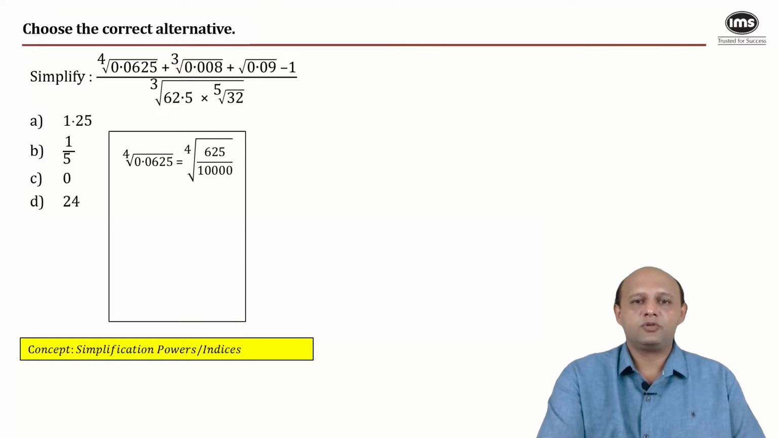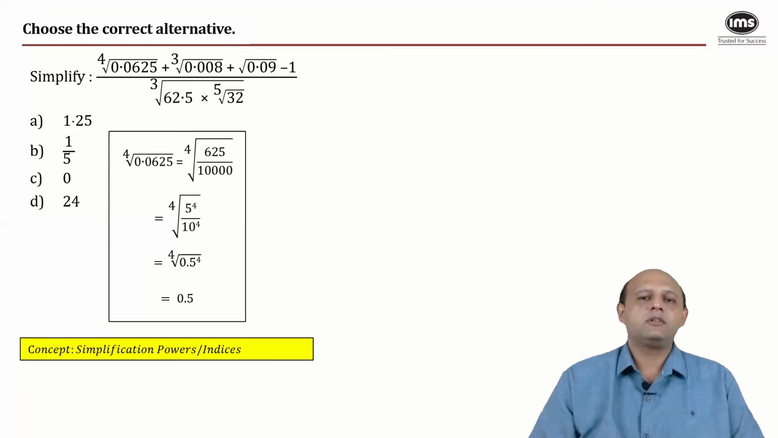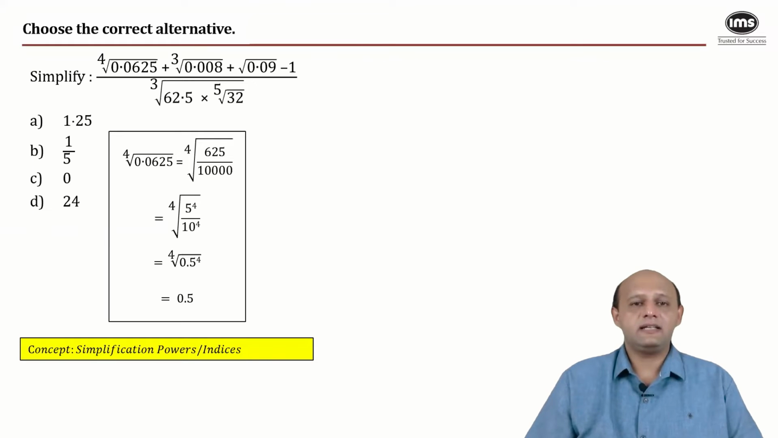0.0625 and the fourth root of that. So it is 625 upon 10,000. 625 is the fourth power of 5. 10,000 is the fourth power of 10. Effectively, it can be written as 0.5 raised to 4 and the fourth root. So therefore 0.5. But do you really need to do all this in the context of solving it in the exam? No, you should not have to.